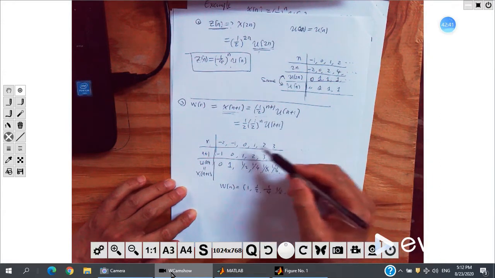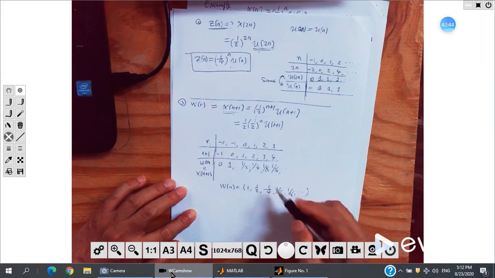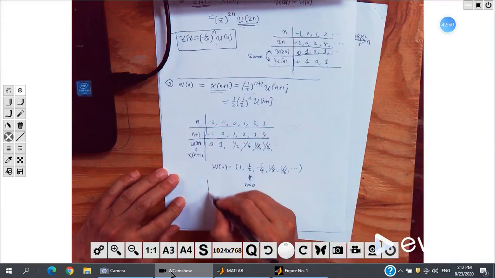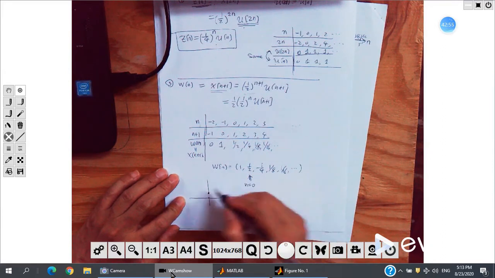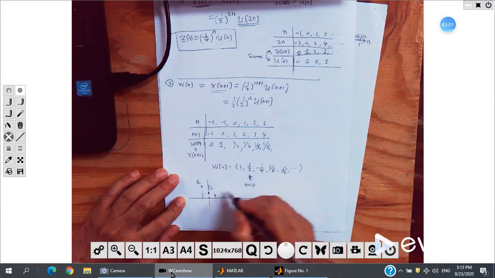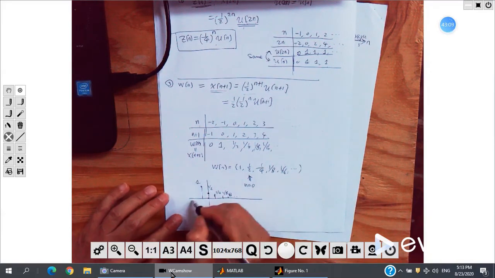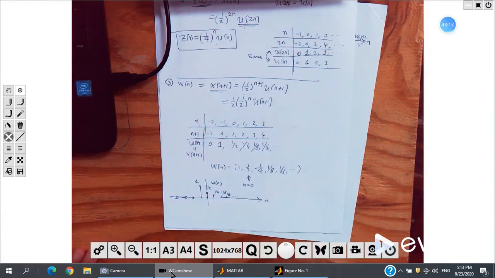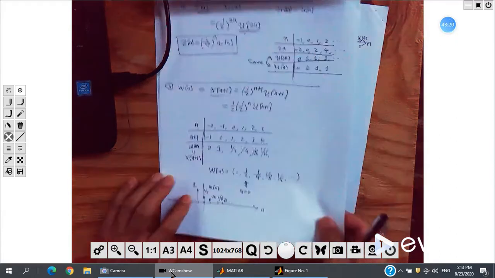With n equal to 0 is here. So this 1/2 corresponds to n equal to 0. If we draw a graph, when n is 0, it is 1/2. When n is -1, it is 1. And then 1/4, 1/8, 1/16, and so on. Right? So it's like this, and those other values will be 0. This is n. This is W of n. We can compare this W with that x.